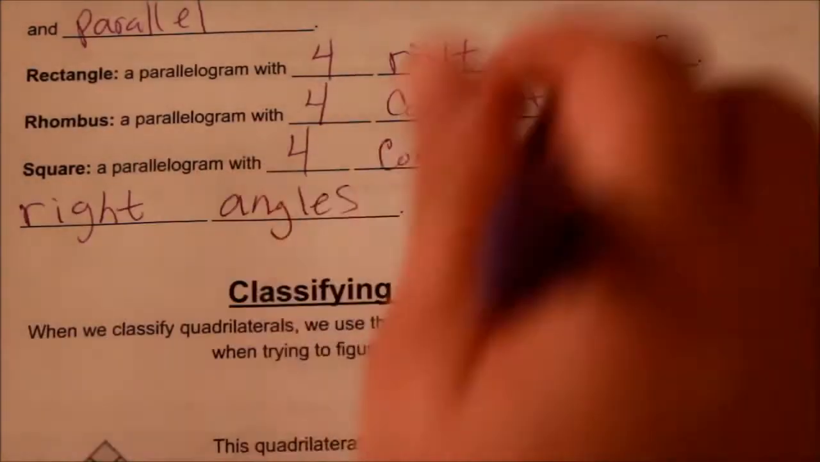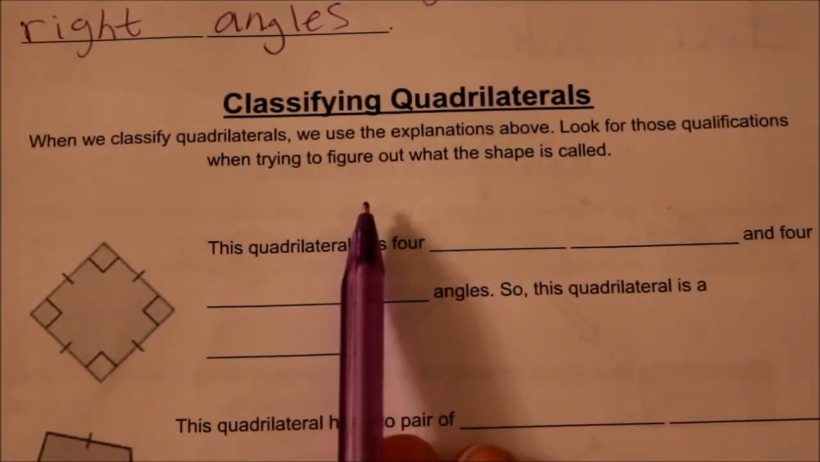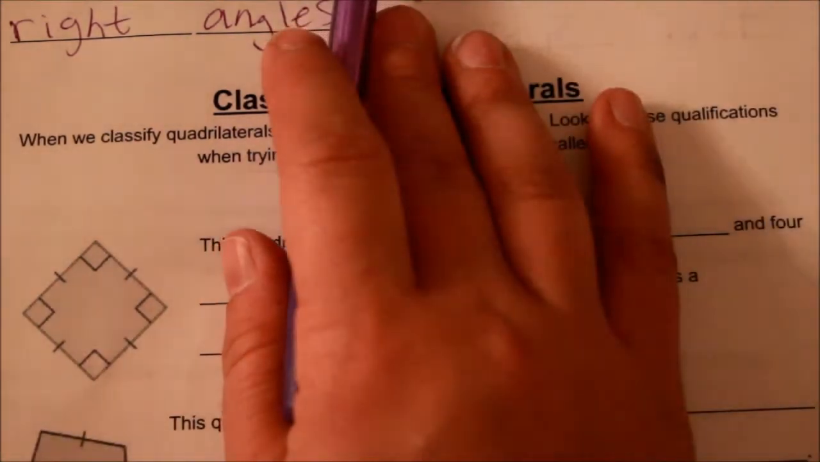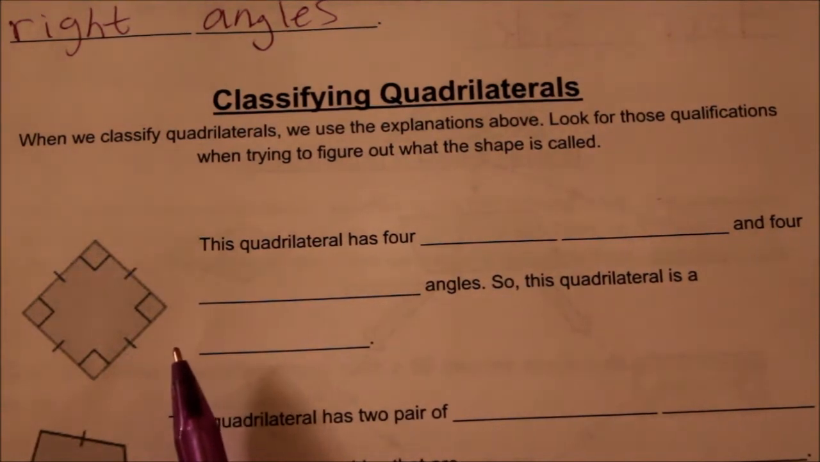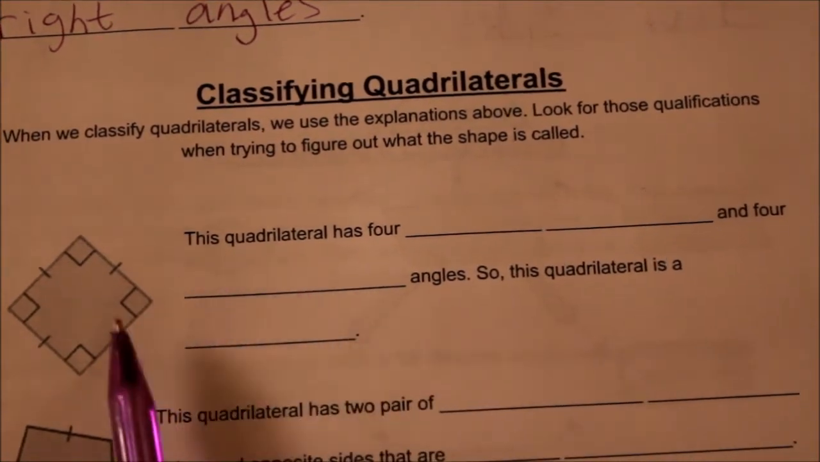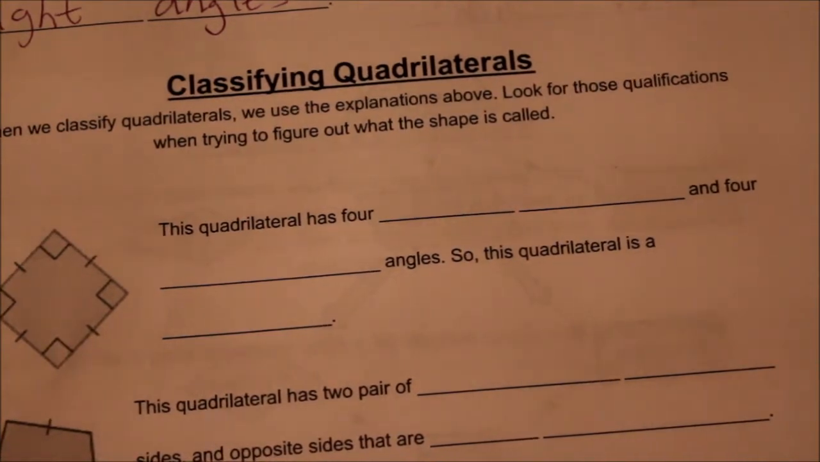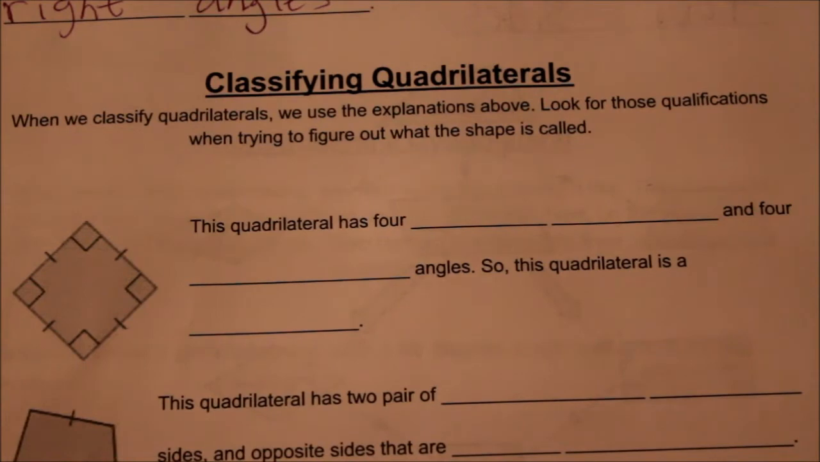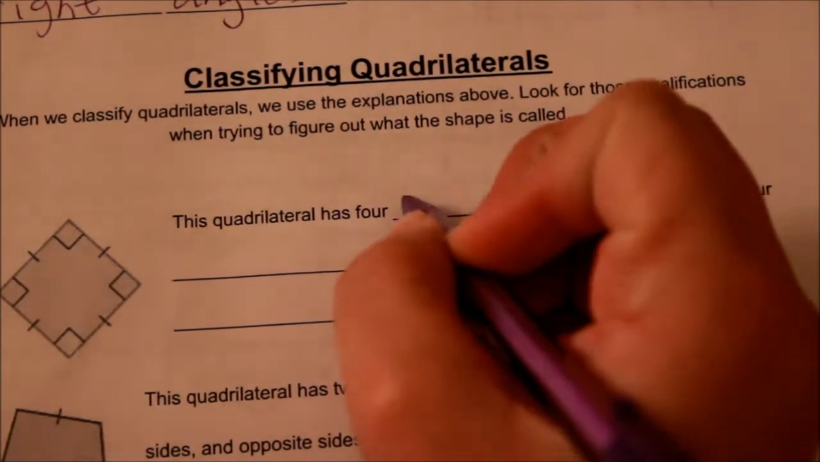So we're going to use our explanations up here, use what we just learned to classify these different quadrilaterals that we're looking at. When we classify quadrilaterals, we use the explanations above, what we just went over. We're going to look for the different quadrilaterals when trying to figure out what the shape is called. So, if we look here, this quadrilateral has 4 what? Think about it for a second. I'm going to give you a moment. Has 4 right angles.